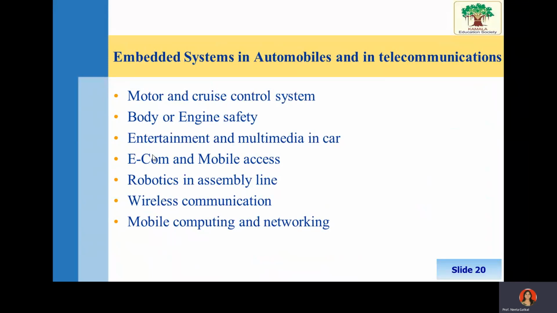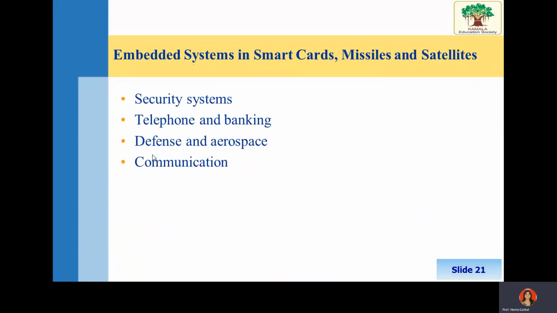Now the embedded system in smart cards, missiles, and satellites. For example, security systems use a smart card. Without the card, no one will be allowed to enter a particular hall or a particular home. So the first is the security system. Then telephone and banking. Nowadays we use cards for banking. The third one is defense and aerospace, and the last one is communication.